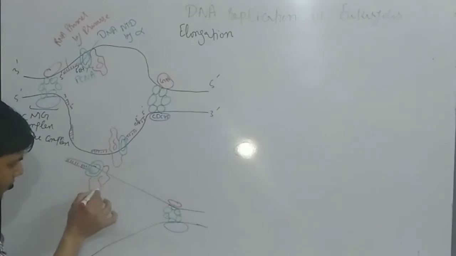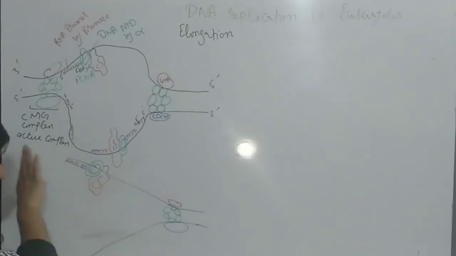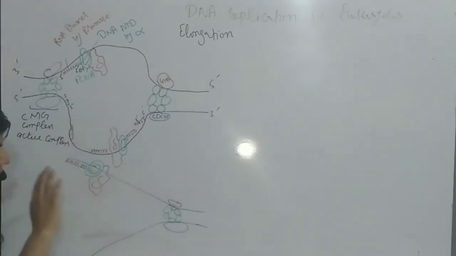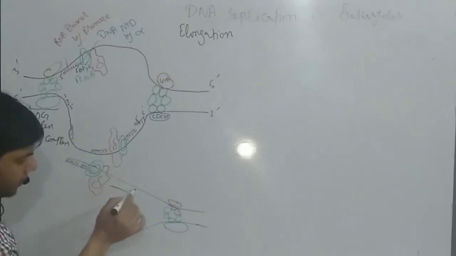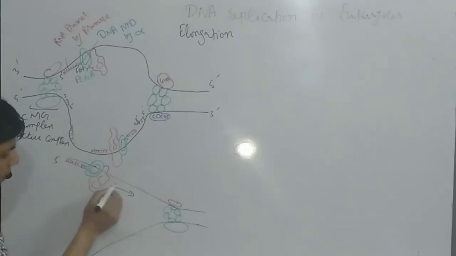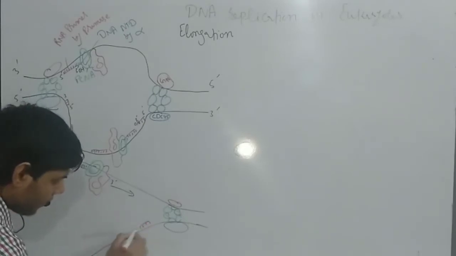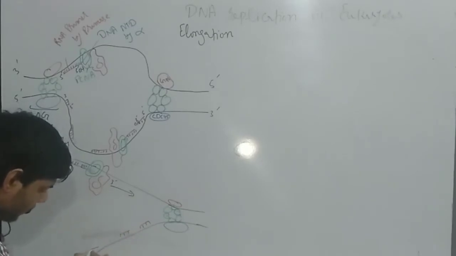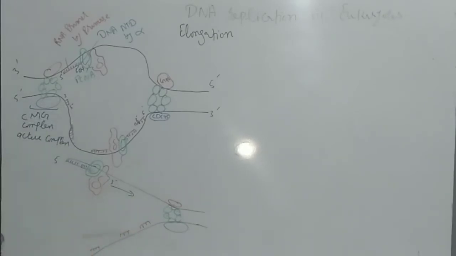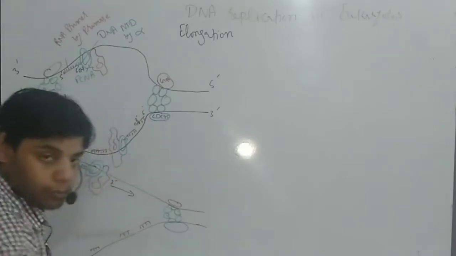Okay, so this is delta. Now the elongation process is started, and this strand will be synthesized in this direction, which is 5' to 3' direction. Okay, but at the lower end we have multiple segments. And remember, this lower strand makes a loop.